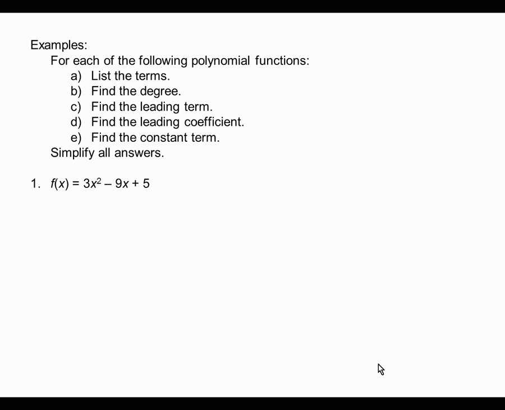Okay, here's our first example. F of x equals 3x squared minus 9x plus 5. Okay, our solutions. Remember, the terms are the stuff between the plus and minus signs, and the minus sign belongs to the term to its right. So our terms are 3x squared, minus 9x, and 5. So those are the terms.